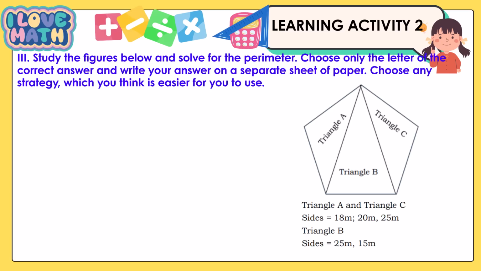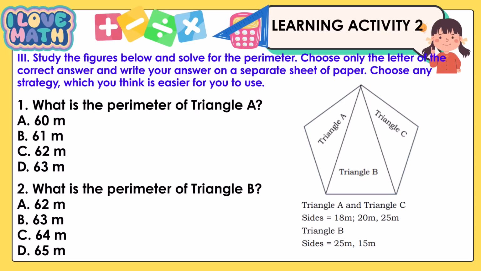Part 3. Study the figures below and solve for the perimeter. Choose only the letter of the correct answer and write your answer on a separate sheet of paper. Choose any strategy which you think is easier for you to use. Number 1. What is the perimeter of triangle A? Number 2. What is the perimeter of triangle B?